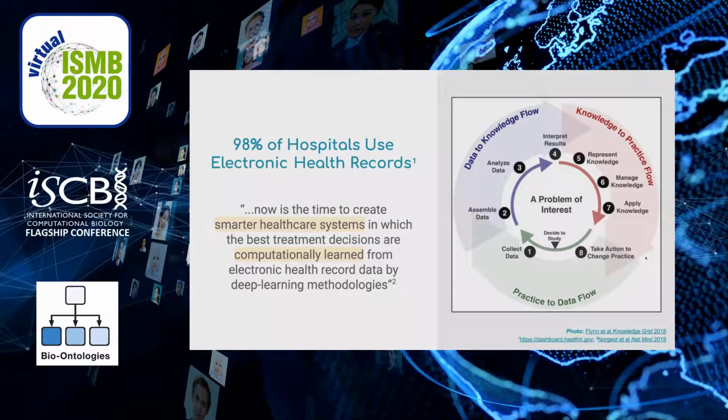In the United States, the adoption of EHRs is now nearly universal, providing researchers with the data they need to start developing smarter healthcare systems. Smarter healthcare systems means more intelligent use of existing data, but also smarter experimental design and algorithm development. So how do we do this? That's a question we've been trying to answer in my labs.